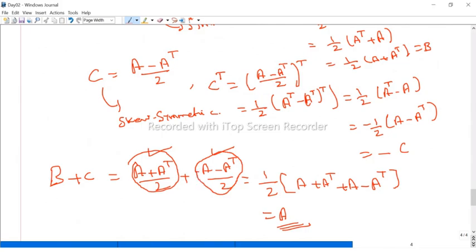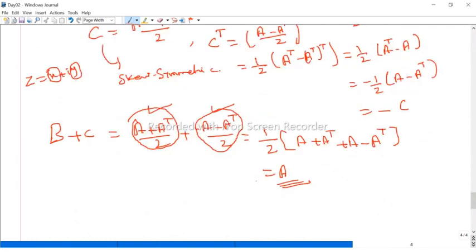If we take a complex number, it has a real part and an imaginary part, right? Any complex number we can write as x plus iy, so this x is called the real part and this y is called the imaginary part. Similarly here, any square matrix we can write as the sum of a symmetric and a skew symmetric matrix. So if B is symmetric and C is skew symmetric, then B is called the symmetric part of A and C is called the skew symmetric part of A. Okay. So any square matrix can be written as the sum of a symmetric and a skew symmetric matrix.